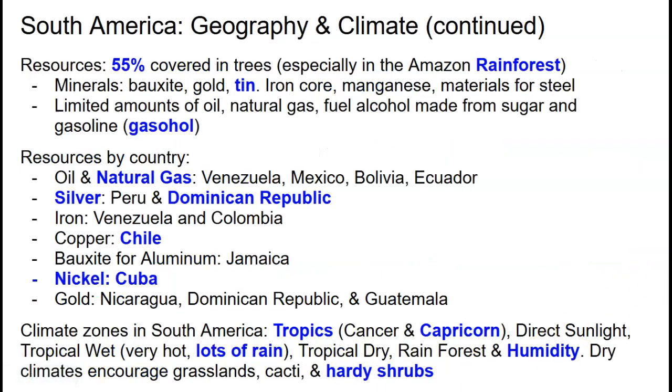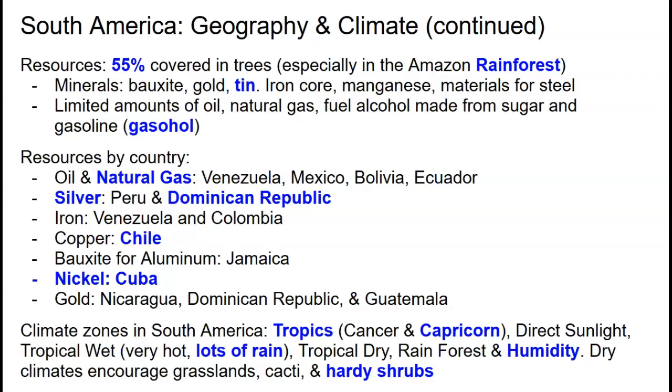In South America, your resources are about 55% covered in trees, such as the Amazon rainforest. Minerals like bauxite, gold, tin, iron ore, manganese, and materials for steel are also there. Limited amounts of oil, natural gas, and fuel alcohol make for the sugar and gasoline idea, or gasohol.